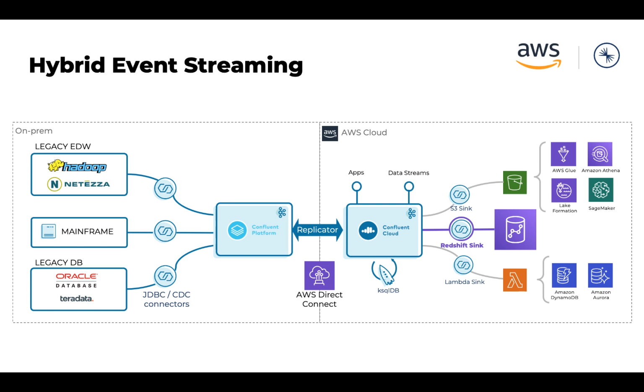Here's the scenario we want to talk about. This is hybrid event streaming. This means on the left side, we have a lot of legacy applications, or even if it's a modern application, they are running on premise in a data center.